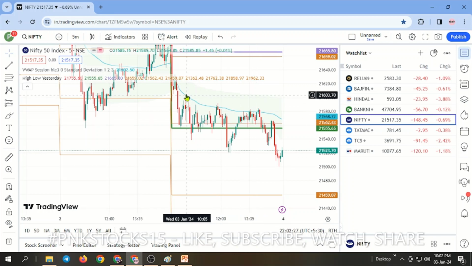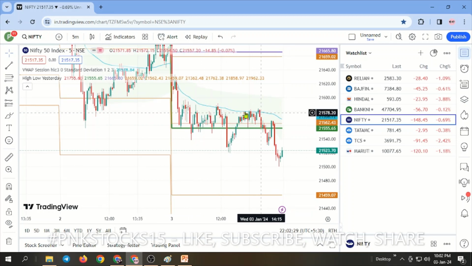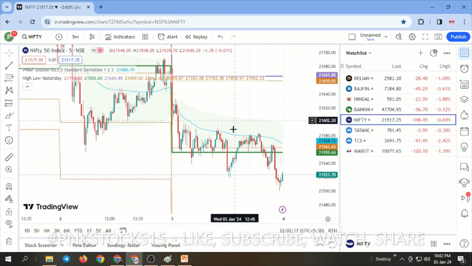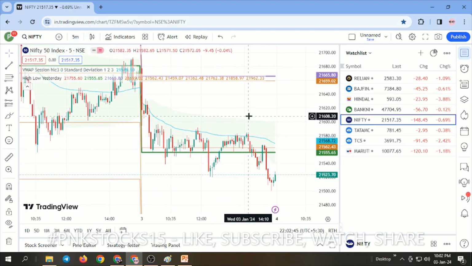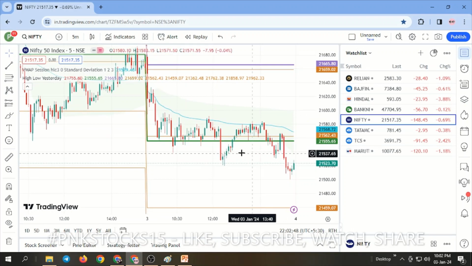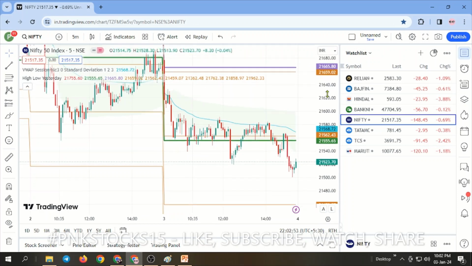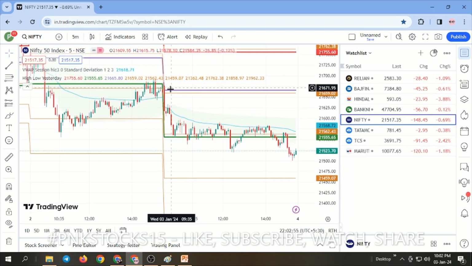So now the VWAP line we thought of: if price is below VWAP, that is bearish. If price is above VWAP, that is a bullish sign. So these are today's candles. This is a 5 minute chart on Nifty. Let us see now how today panned out. Price opened here on top of the previous day close. It's not from the previous day high. From the previous day close, the first 5 minute candle is a big bearish candle.